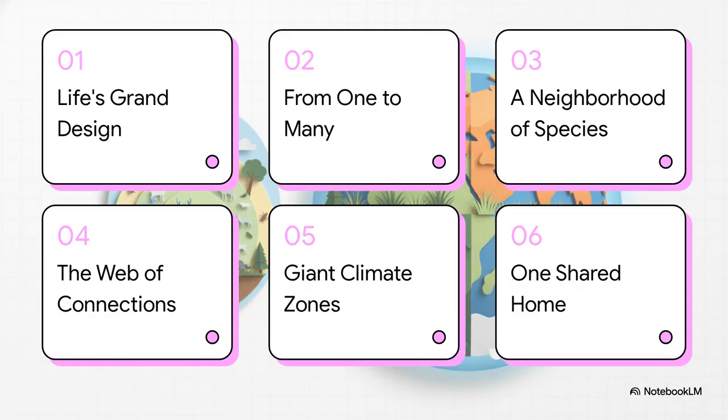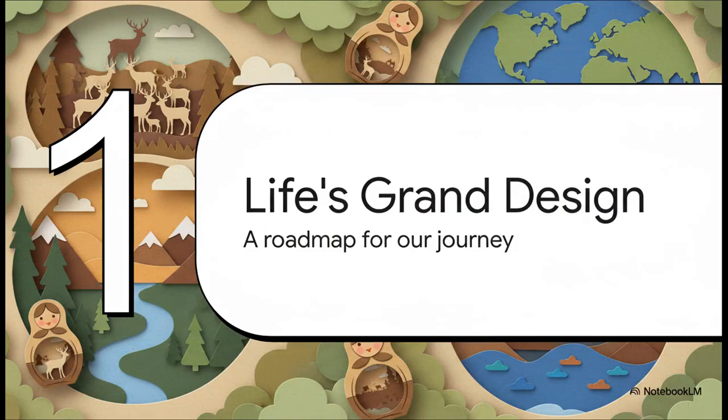To really get this, we're going to go on a little journey together, kind of like a cosmic zoom out. We'll start super small with just one living thing, and then we'll keep zooming out through populations, communities, all the way to the biggest doll of all, the entire biosphere. All right, let's get started.